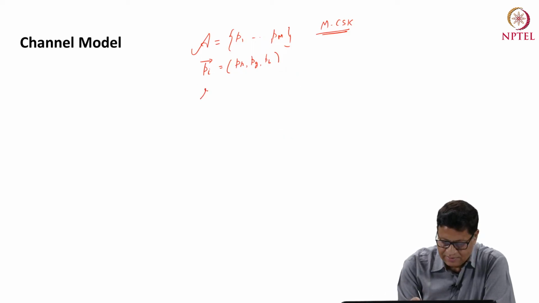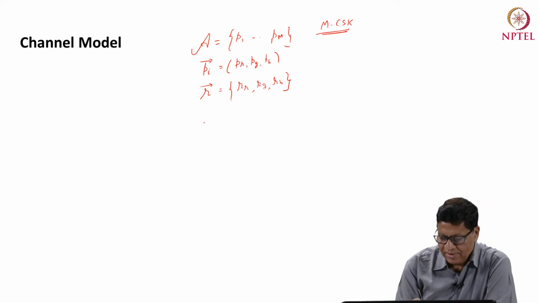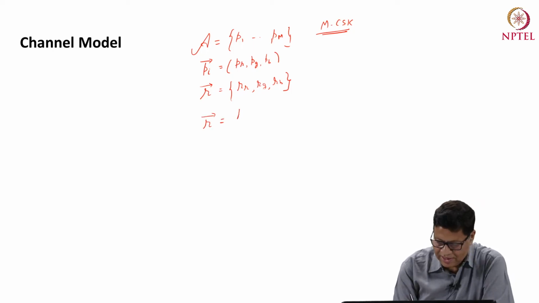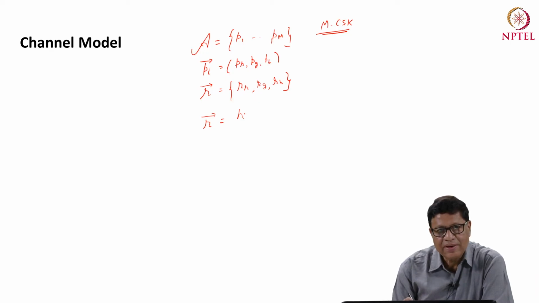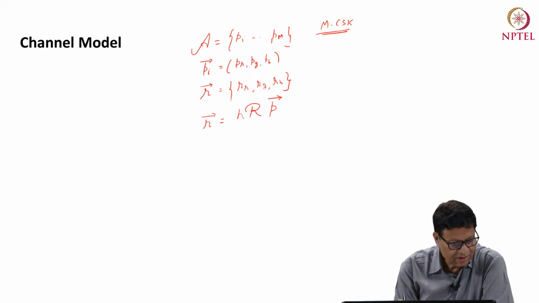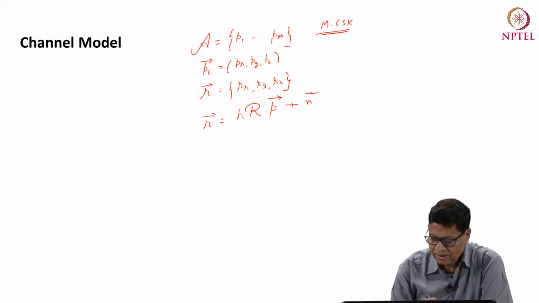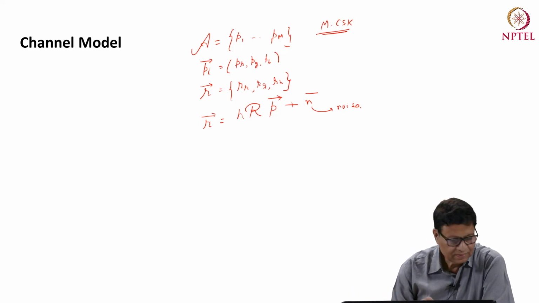And the receive vector R will be represented by RR, RG and RB. So this is the receive vector. And the receive vector can be written as the channel matrix H, which will be a 3 cross 3 matrix in case of 3 colors RGB, H into responsivity into P vector plus N vector. This is the noise. And noise will be a set which is NR, NG and NB for different colors.